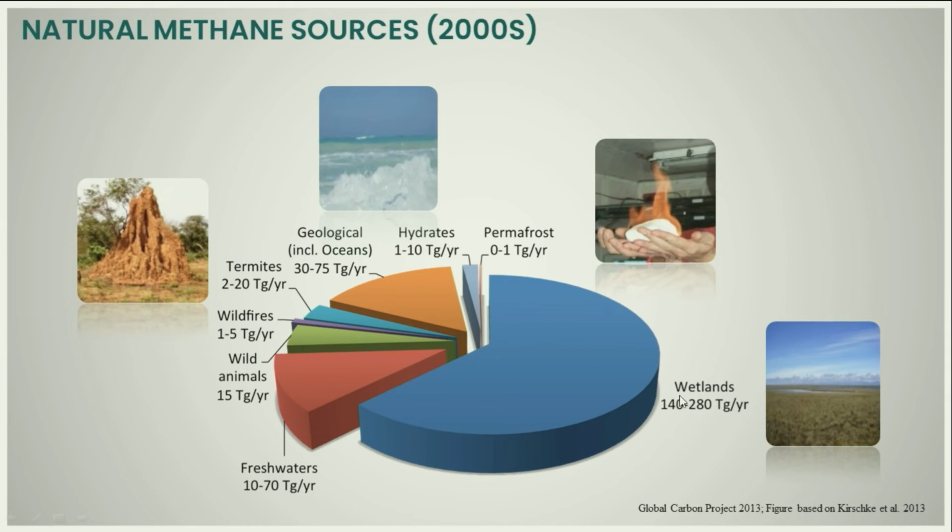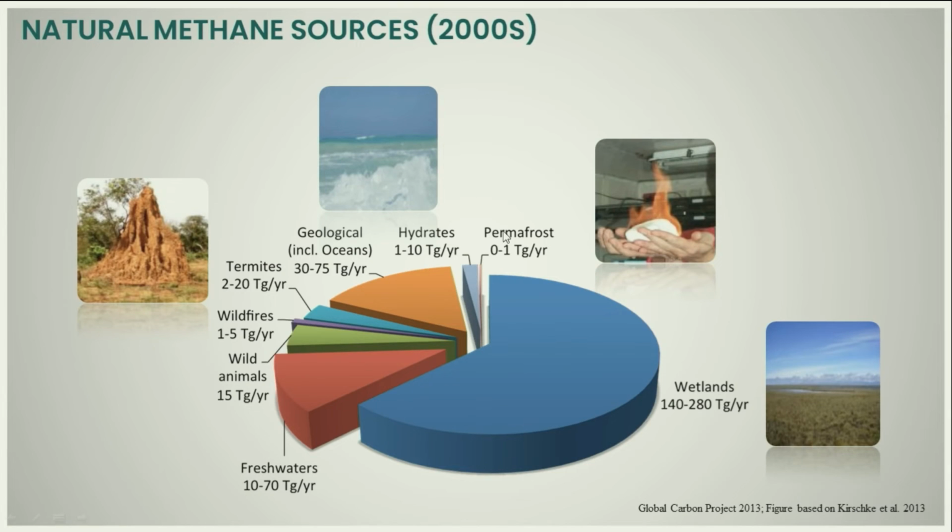Now, these are the natural sources, and the biggest natural source here are wetlands. That is marshes, water, rivers. It's where there's land which is wet and where the contents rot away. And whenever vegetation rots, it produces methane. So the biggest source are wetlands.